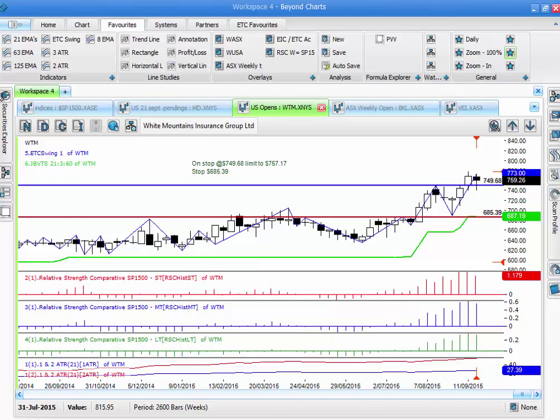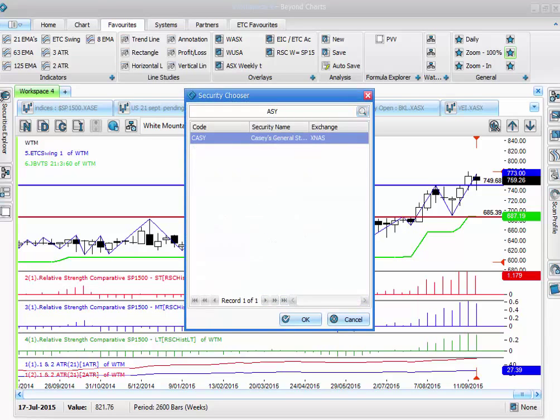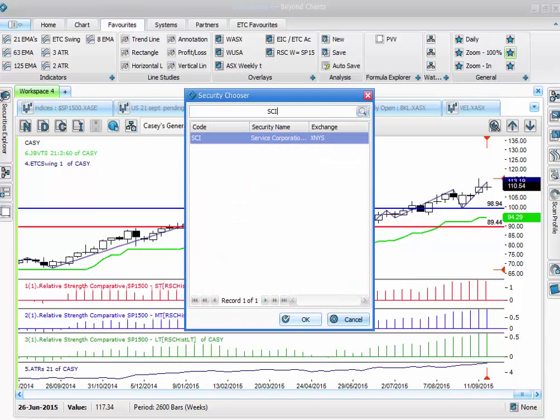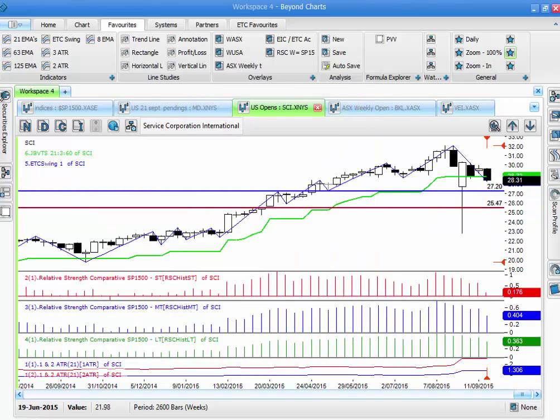We did have a couple of trail stops in the US, CASY, Casey, in particular, was one where just recently its trailed stop. It doesn't look like it on there, but its trailed stop has just come up a couple of cents along the way. And there was one stop out last week, which is on SCI, Service Corporation. So we'll go through and have a look at that particular one there.